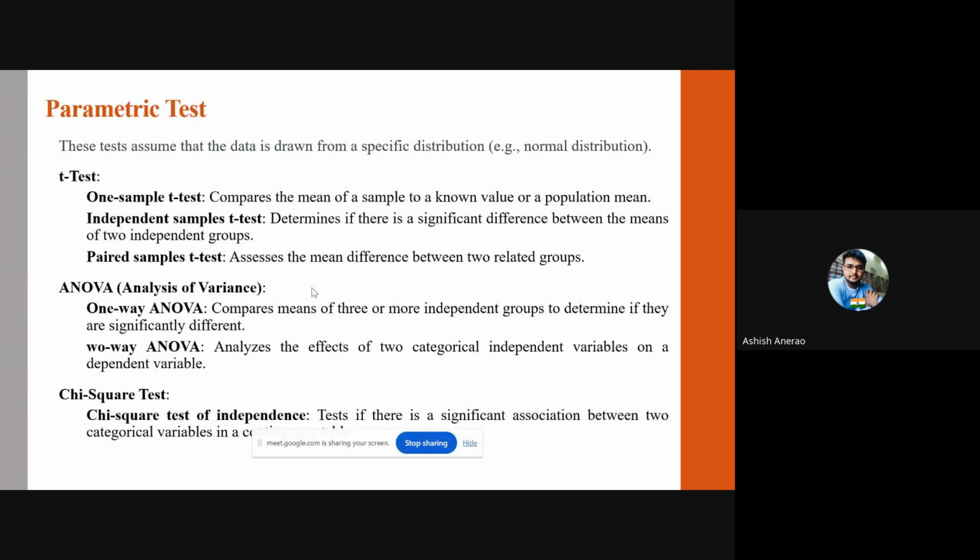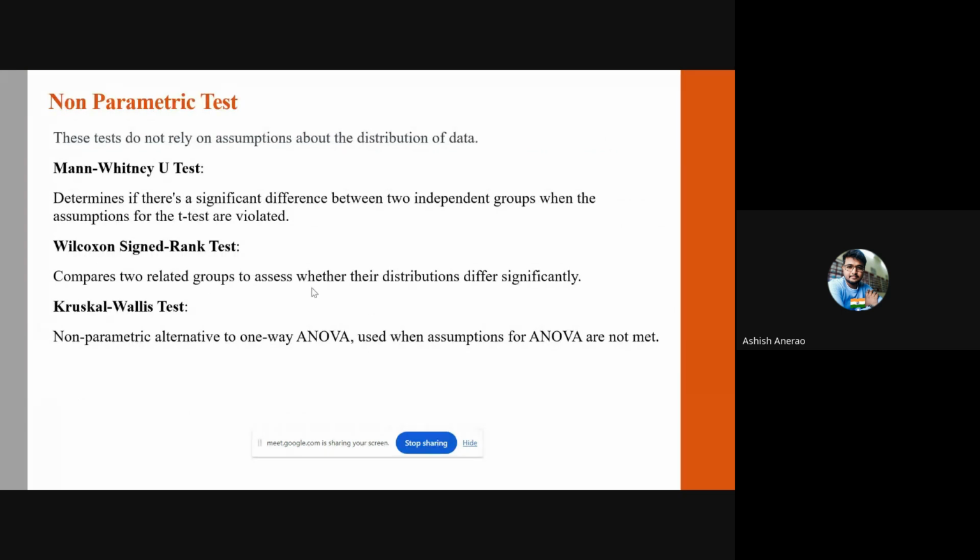So very simple. In t-test we have one sample, independent sample, paired sample, one way ANOVA, two way ANOVA. And in chi-square test, what we discussed is the independence of attributes. Now next is non-parametric test. Suppose we have a small sample size and our data is not normally distributed. Here there are no assumptions about whether our data is normally distributed or not. We have numerical data, but it is not normally distributed.